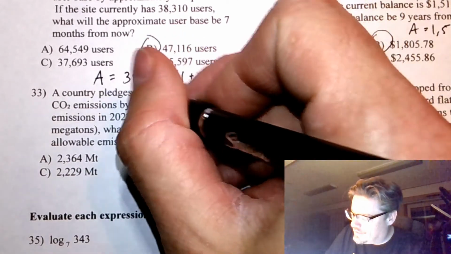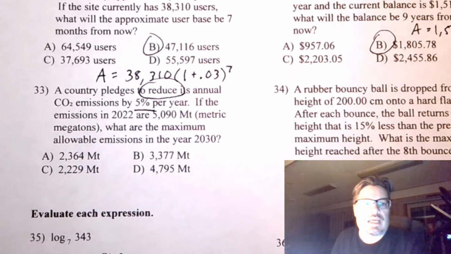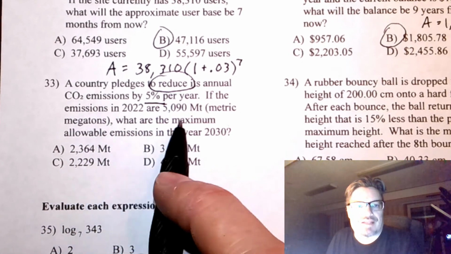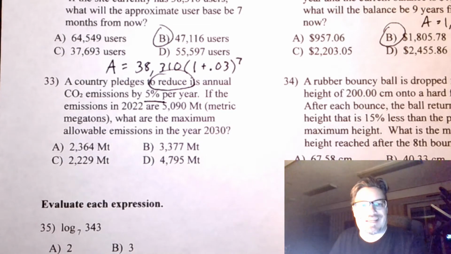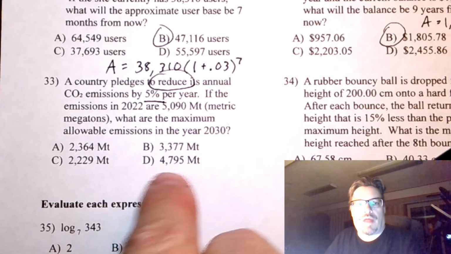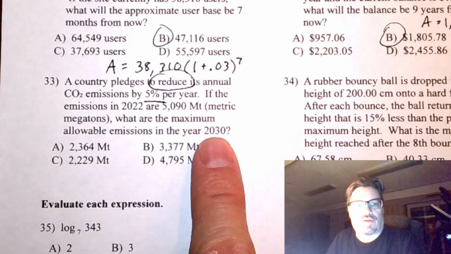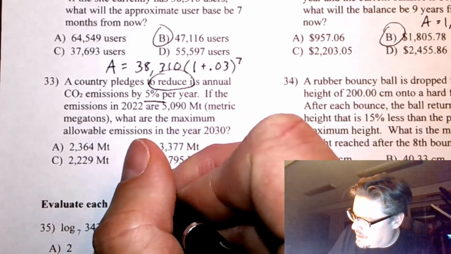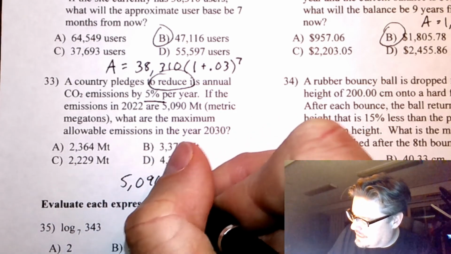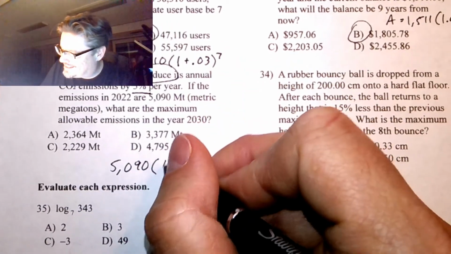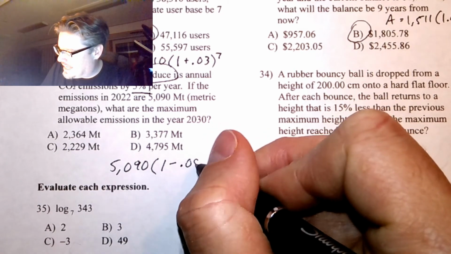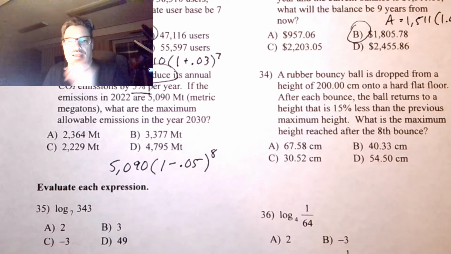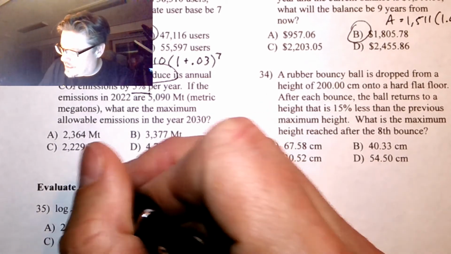All right, keyword here is reduction by 5%. And that's CO2 emissions. If the emissions are this, what is the maximum allowable emissions? If you're supposed to be reducing it by 5% each year, what will happen 8 years from now? So we are going to start off with 5,090 metric megatons, and that has to decrease by 5% every year until 2030. That's 8 years from now. All right, so that is our setup.